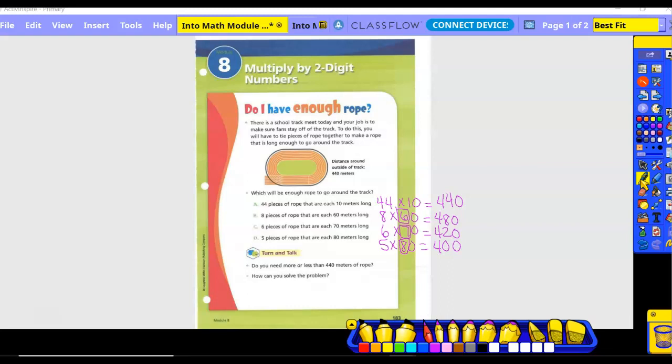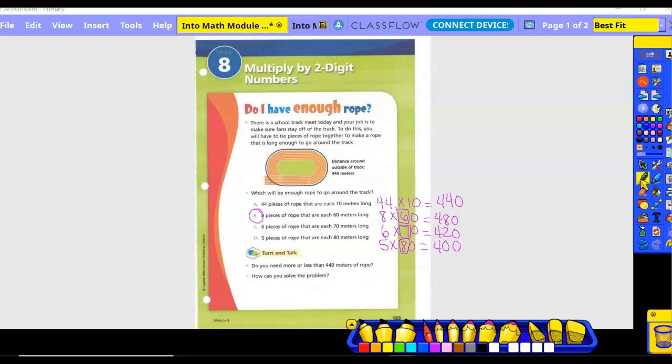Because there's a little bit extra rope. Because what are they doing? Is it one long piece or are they tying those pieces together? They're tying the pieces together, and when you tie a knot, does that take a little bit of extra room or a little bit of extra rope? Yeah, so we would need letter B.